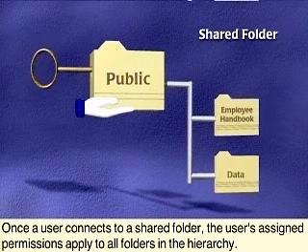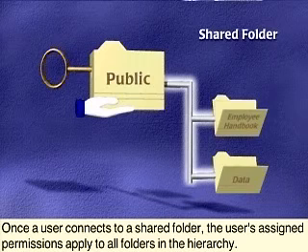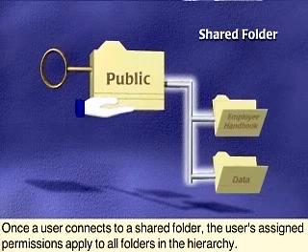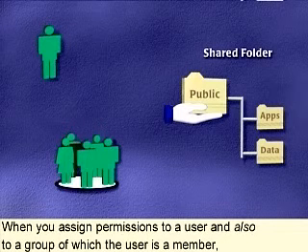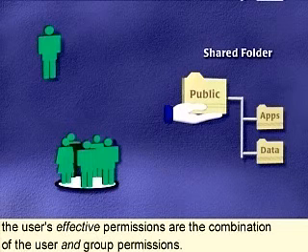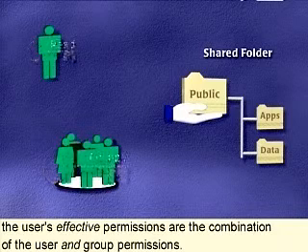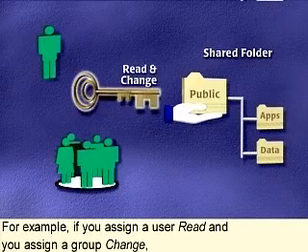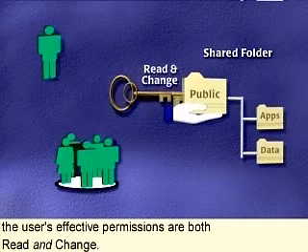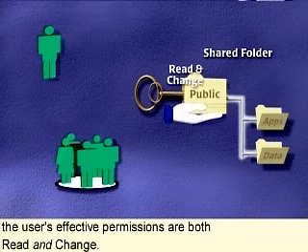Once a user connects to a shared folder, the user's assigned permissions apply to all folders in the hierarchy. When you assign permissions to a user and also to a group of which the user is a member, the user's effective permissions are the combination of the user and group permissions. For example, if you assign a user read and you assign a group change, the user's effective permissions are both read and change.